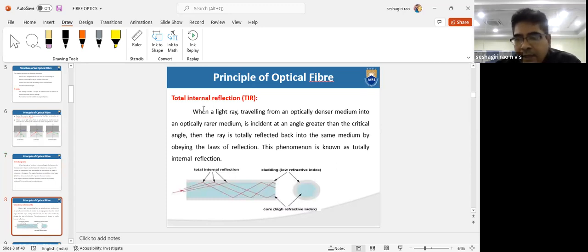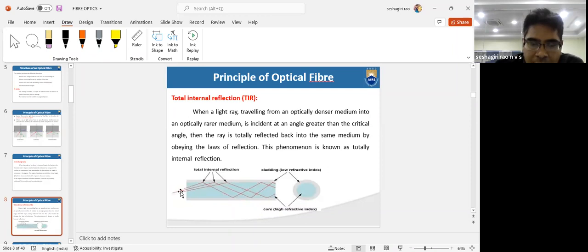This slide shows how the light is getting internally reflected in the fiber. When a light ray traveling from an optically denser medium into an optically rarer medium is incident at an angle greater than the critical angle, the ray is totally reflected back into the same medium, obeying the laws of reflection. You studied reflection laws in lower classes: the angle of incidence equals the angle of reflection, and the incident ray, normal, and refracted ray all lie in the same plane. This phenomenon is called total internal reflection.